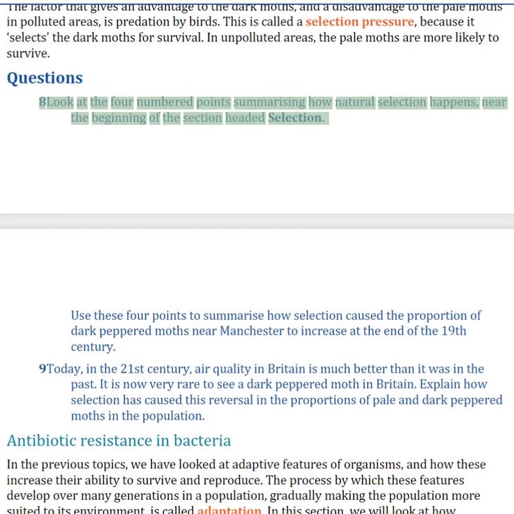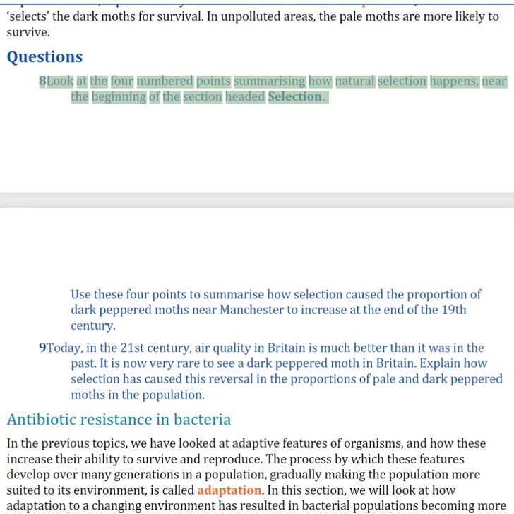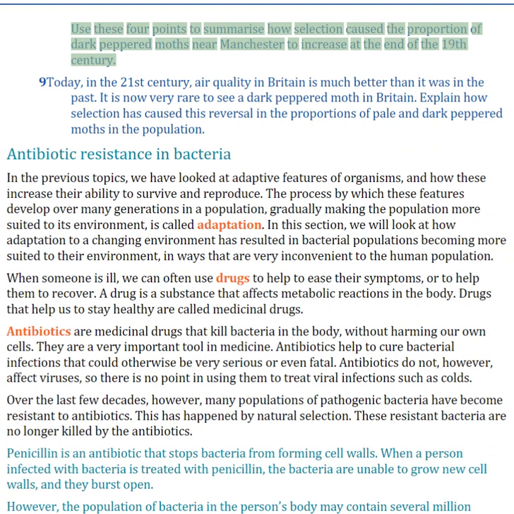Questions. 8. Look at the 4 numbered points summarizing how natural selection happens near the beginning of the section headed Selection. Use these 4 points to summarize how selection caused the proportion of dark-peppered moths near Manchester to increase at the end of the 19th century. 9.